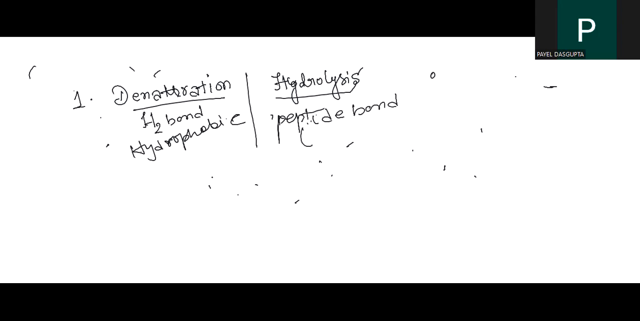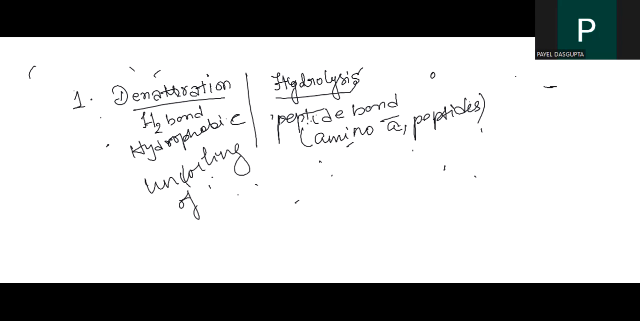So the peptide bond will get distorted. It will be giving you the amino acids, the entire unit peptides. The proteins will get hydrolyzed into that. Whereas denaturation is uncoiling of the structure of protein, mainly the secondary and tertiary. They uncoil it. But hydrolysis mainly deals with the primary.